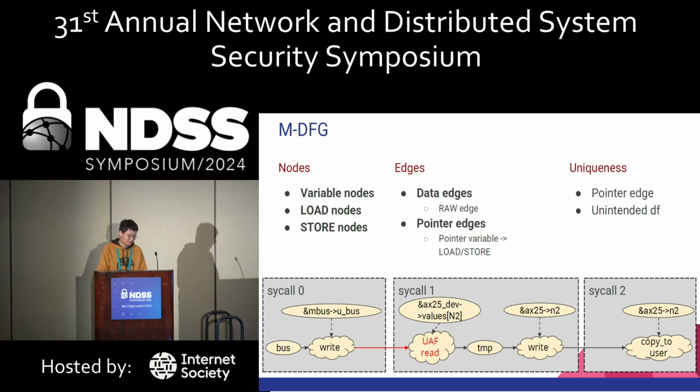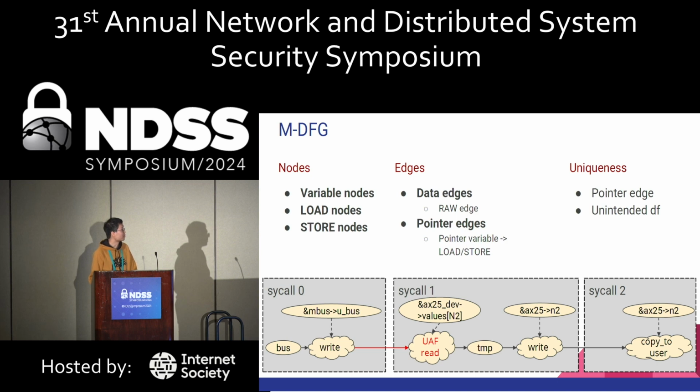So in our framework, the central data structure is MDFG, short for Memory Error Augmented Data Flow Graph. It consists of nodes and edges. Nodes include variable nodes, load nodes, store nodes. Edges include data edges and pointer edges. And different from existing implementations of DFG, our data structure is unique in that it has pointer edge, and it can model an unintended data flow.